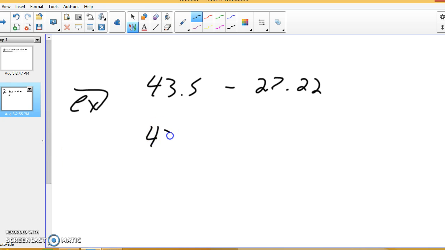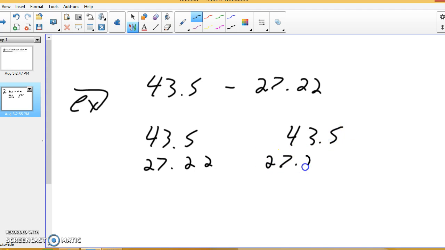So we're just going to set them on top of each other, but we have to be sure that we line up the decimal places. You see how I lined up the decimal places right here. I did not do 43.5 and then 27.22, because here the decimal places aren't lined up. We have to line up the decimal places, so we do it this way.